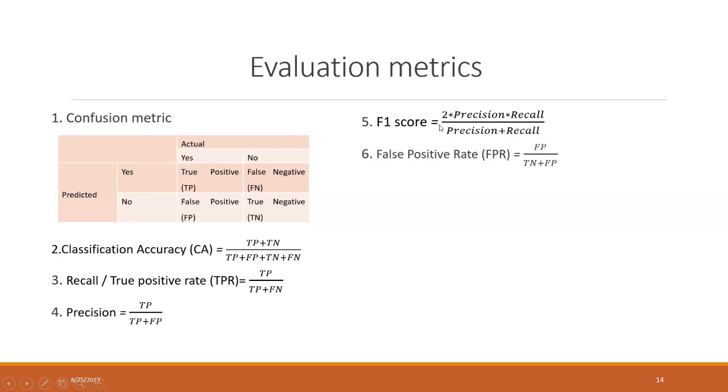Then there is an F1 score. F1 score is the combination of precision and recall. So it is 2 into precision into recall divided by precision plus recall. So the recall formula is given, the precision formula is given. And then there is the false positive rate, FP divided by TN plus FP. So everything depends upon this confusion matrix. I hope you have understood this. Even if you have doubts, we will clear your doubts in the question answering session.